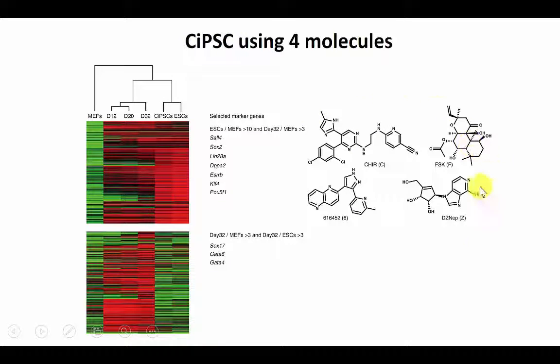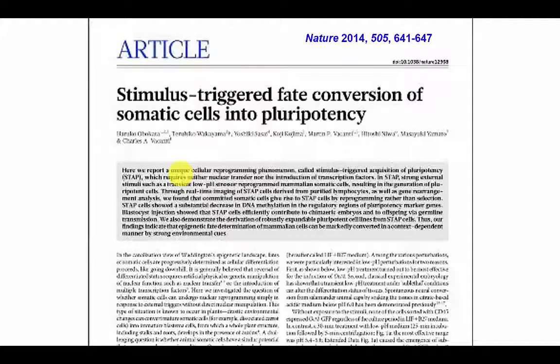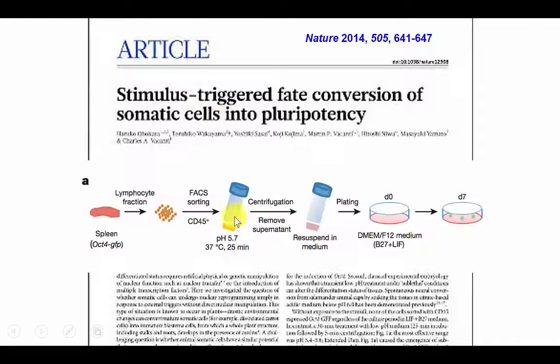When they added these 4 molecules into fibroblasts, they changed their fate, at day 12, day 20, day 32. This CiPS becomes more and more close to natural embryonic stem cells. The next year, a more exciting paper was published in Nature. Even without using many chemicals, just treating the cells with slightly acidic conditions, the cells can change their fate into stem cells. This method was called STAP. If this is true, then making stem cells is super easy.